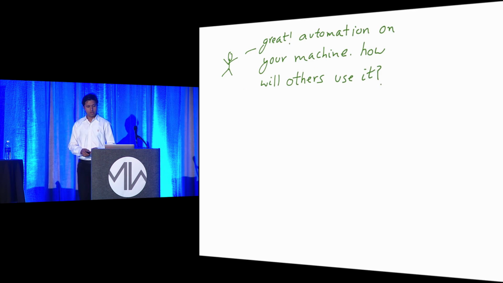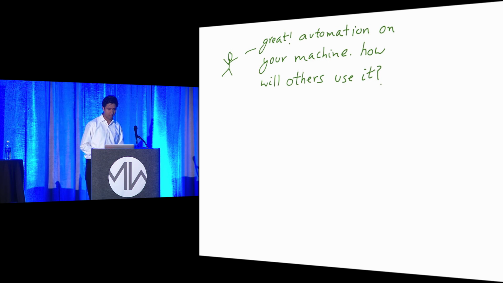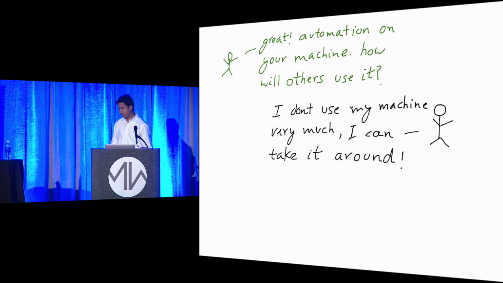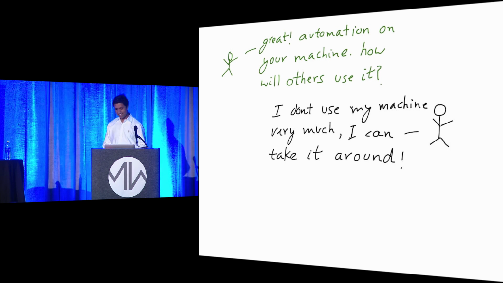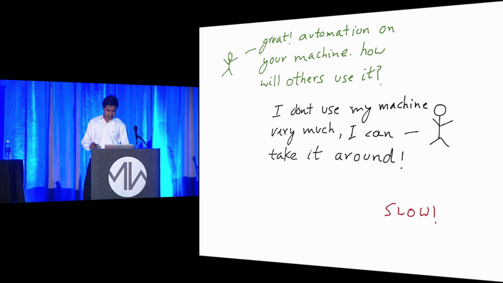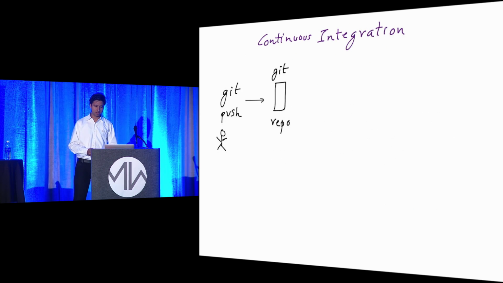All right. So great, automation was set up and everything was working, but my boss is like, it's only working on your machine. Like, how will others use it, right? And I'm like, no problem. I don't really use my machine. I can just take it around to whoever needs it. Again, doesn't scale. So then we were like, okay, we need to fix this. It's really slow. And that's when we moved to continuous integration.